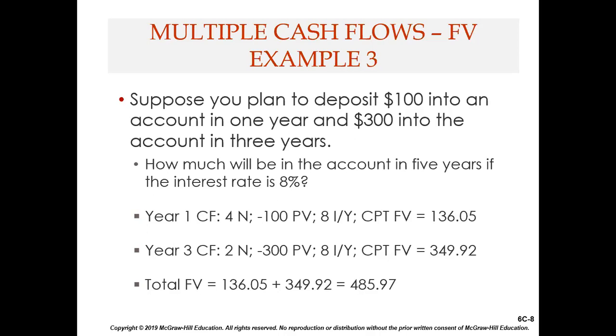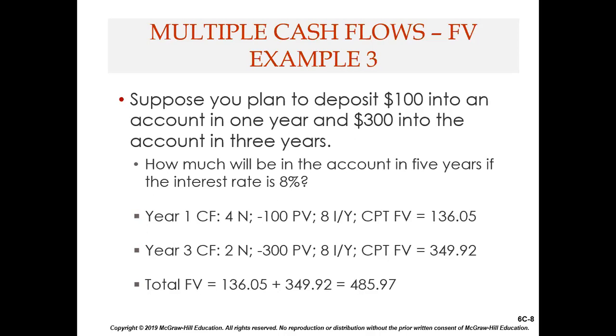Now, how about the $300 deposit? Well, that's being deposited at the end of year three, so it's only going to compound for two more years. So N is 2, and you're going to use 8%. So you want to change your N to 2 and change your present value, the amount you're investing at the end of year three, to 300. Then you're going to use your arrow key down and alpha enter to solve: 349.92.